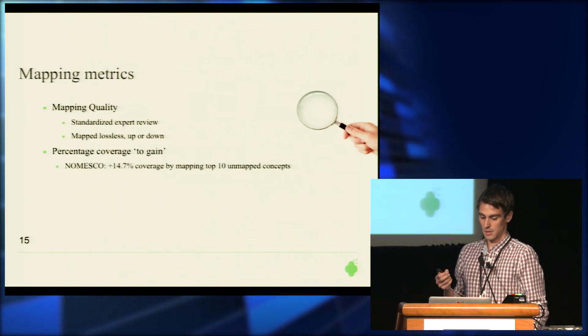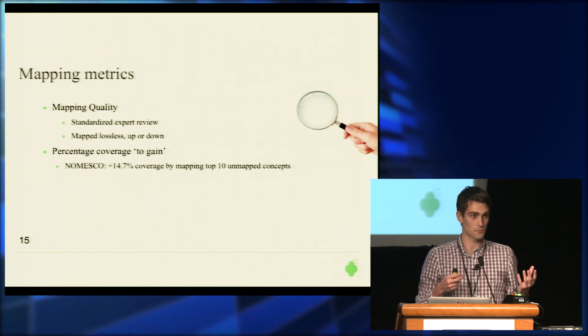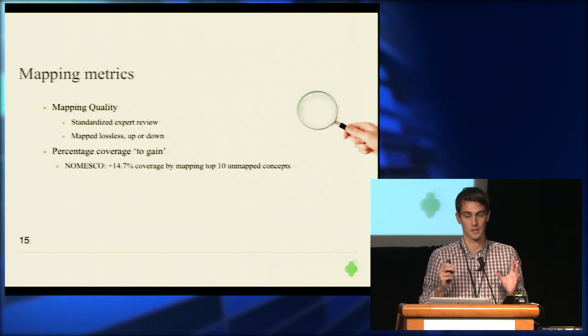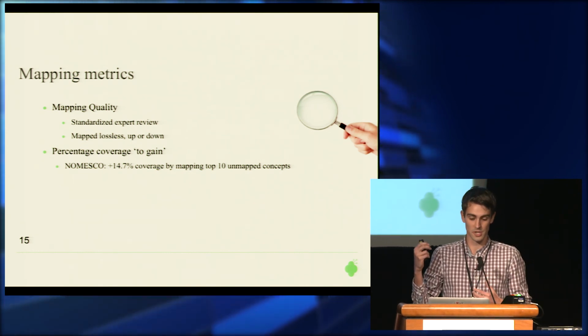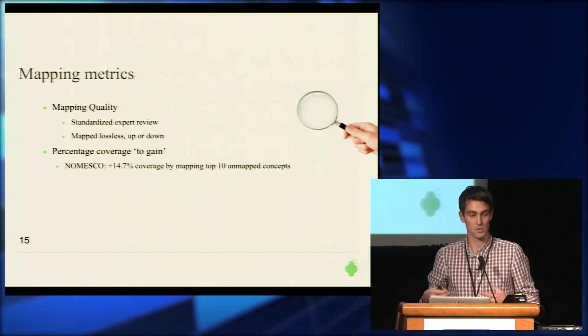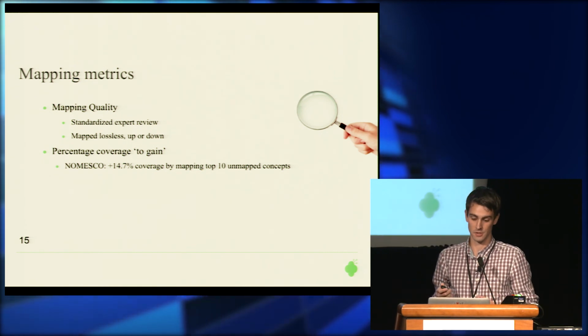Another metric could be the percentage coverage to gain. For instance, this NOMESCO mapping that is shown, which had just a 13% coverage, could be increased by 14% if the top 10 unmapped concepts are mapped. So there's a lot to gain there. This could be interesting for the next iteration of this mapping.